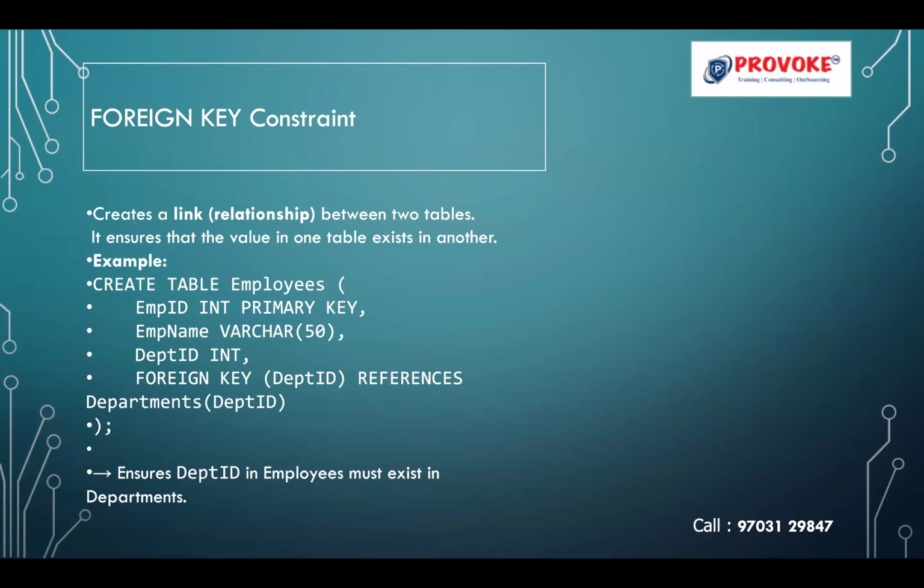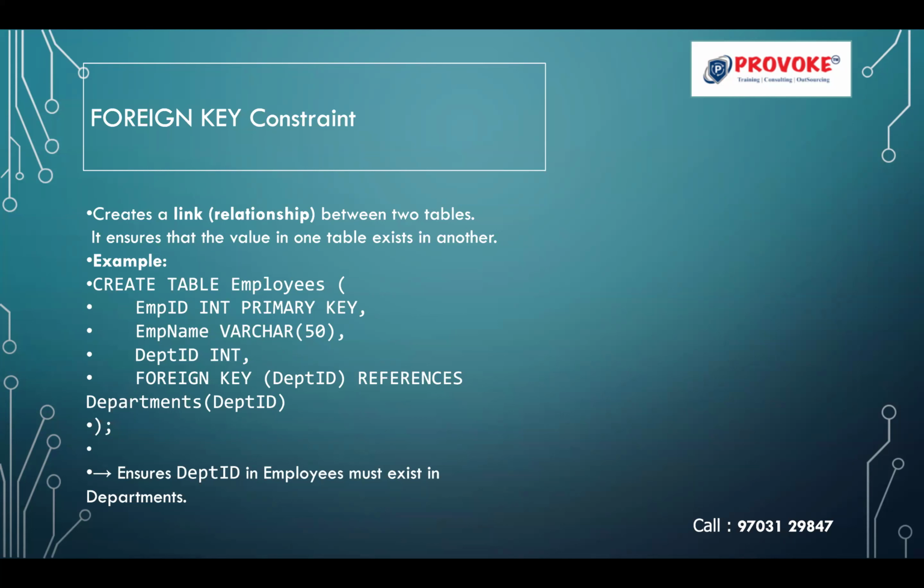Creates a link, a relationship between two tables. It ensures that the value in one table exists in another. Create table employees. This is the command. In this, I'm going to have 3 columns: employee ID, employee name, and department ID, which is the foreign key. So the first column is going to be employee ID with the data type integer primary key. Employee name takes a varchar of 50 characters length.